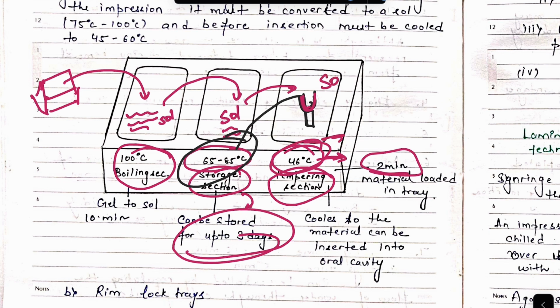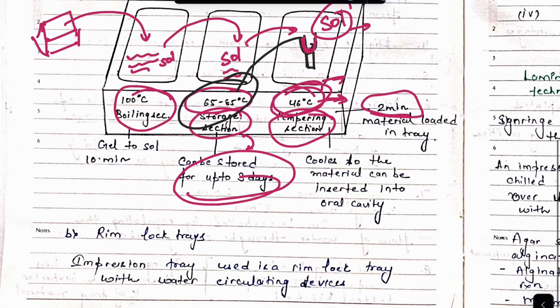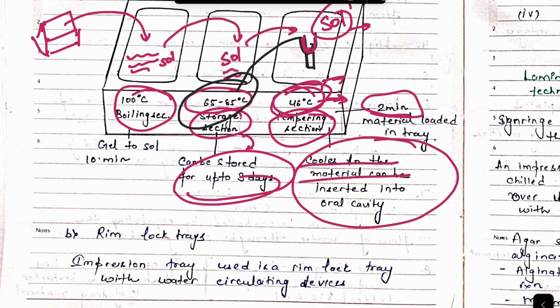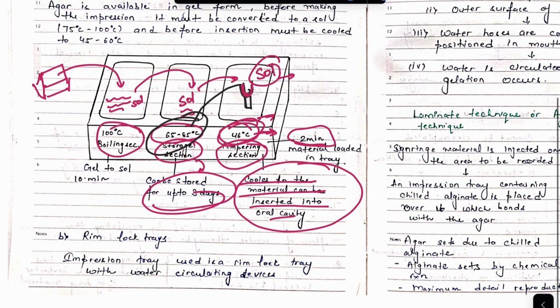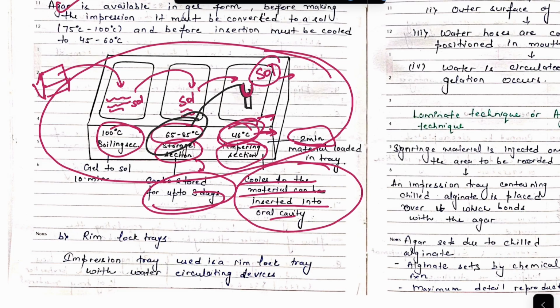So it is still sol, but it can be put in a patient's mouth. I can't put something above 46, 47 degrees in a patient's mouth. It will be too hot for the oral cavity. So this tempering section cools the material so that it can be inserted into the oral cavity. First we want all this setup, the hydrocolloid conditioner for using agar, which is not very ideal.